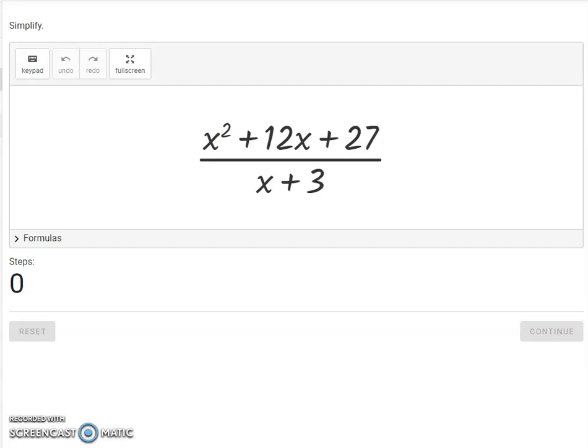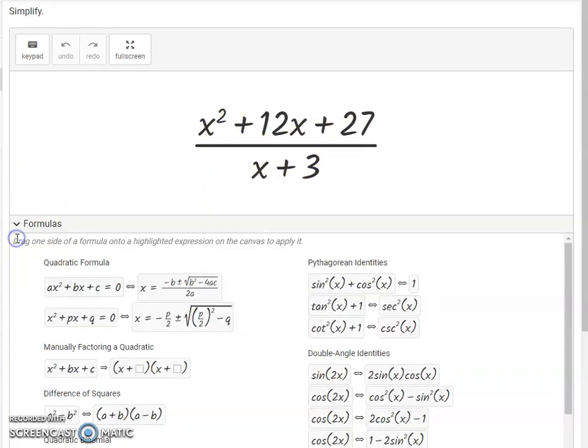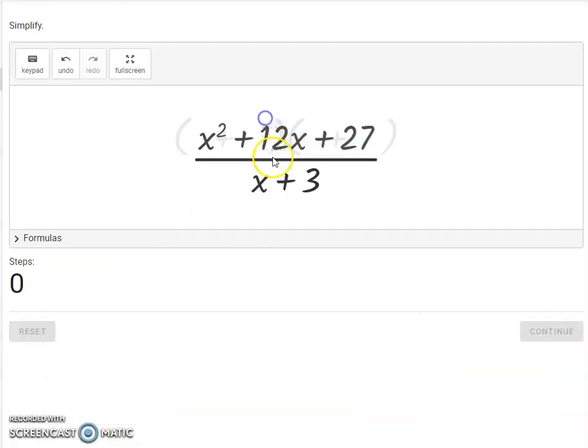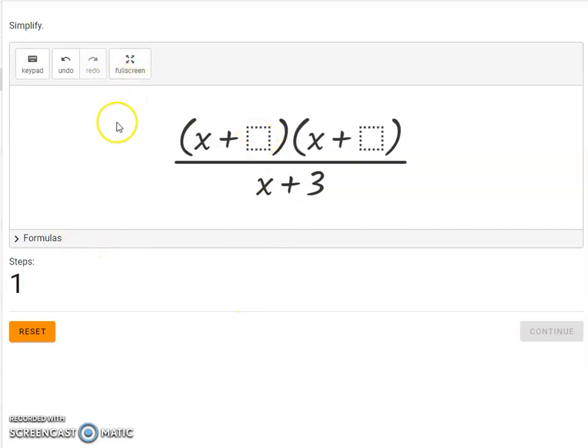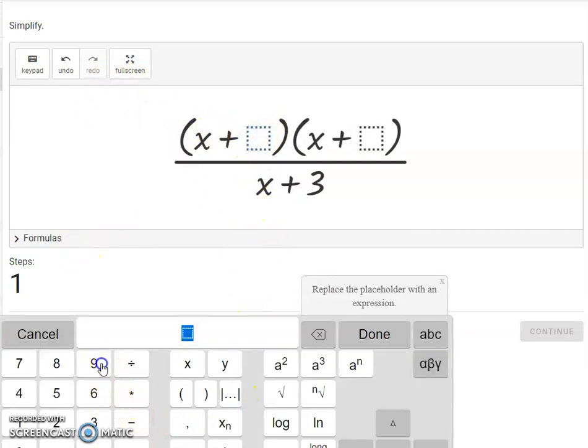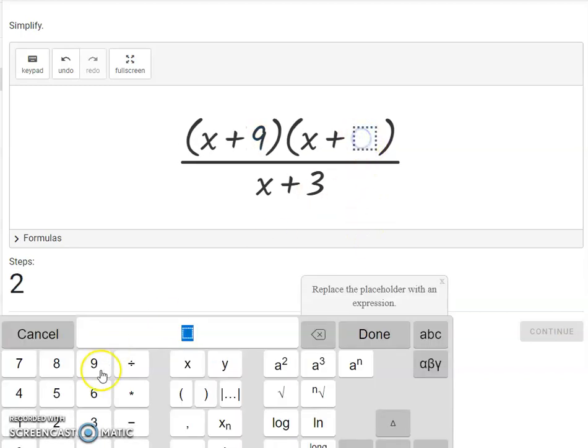So this video is basically a how-to video for completing the 9 problems of the second simplification activity for rational expressions. In the numerator here we have a quadratic, and under formulas there is a manual way of setting up the two factors. You have to enter in the missing numbers, but again you're trying to get two things that when you multiply them together give x squared plus 12x plus 27.